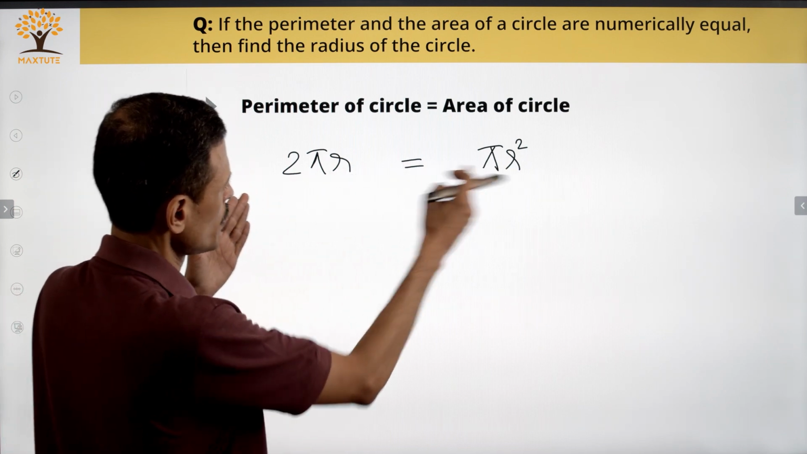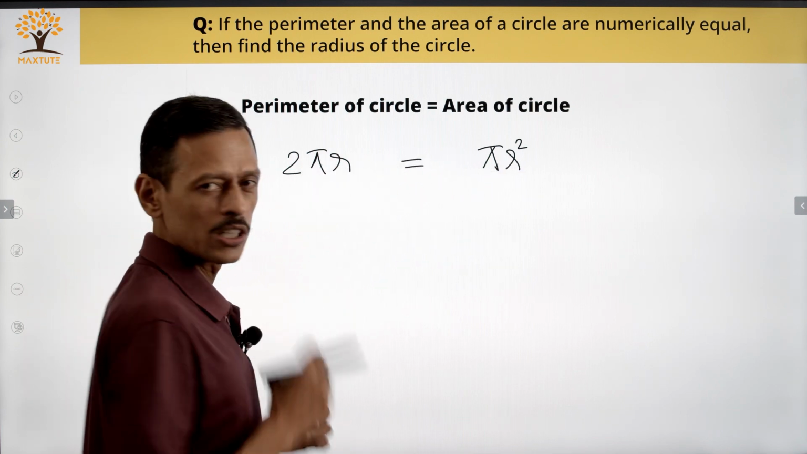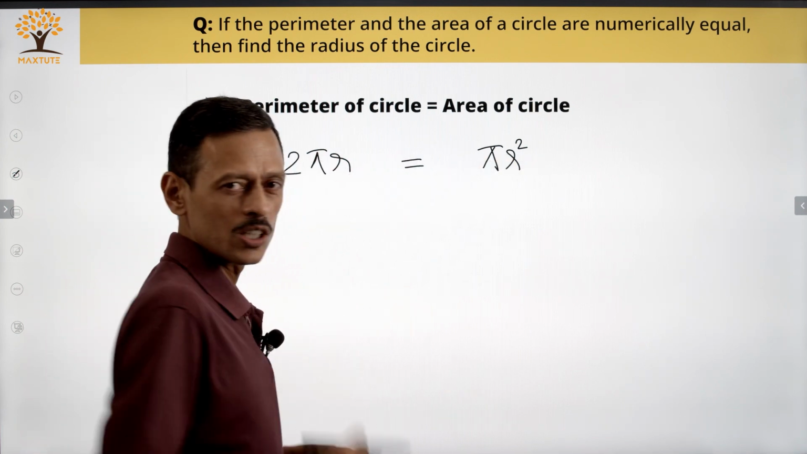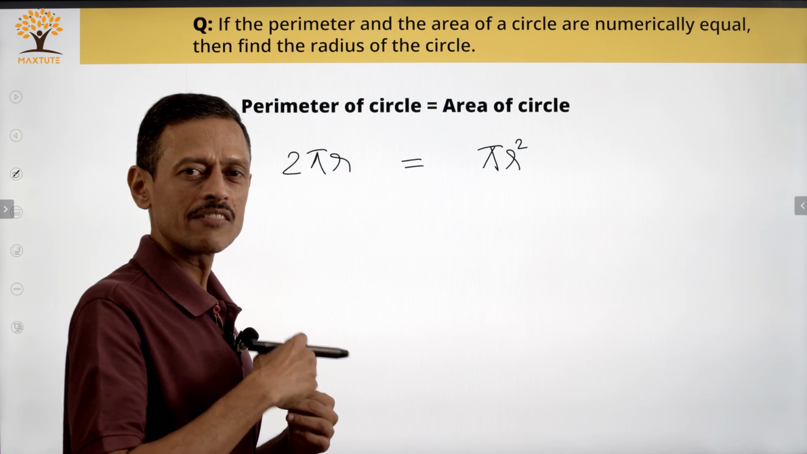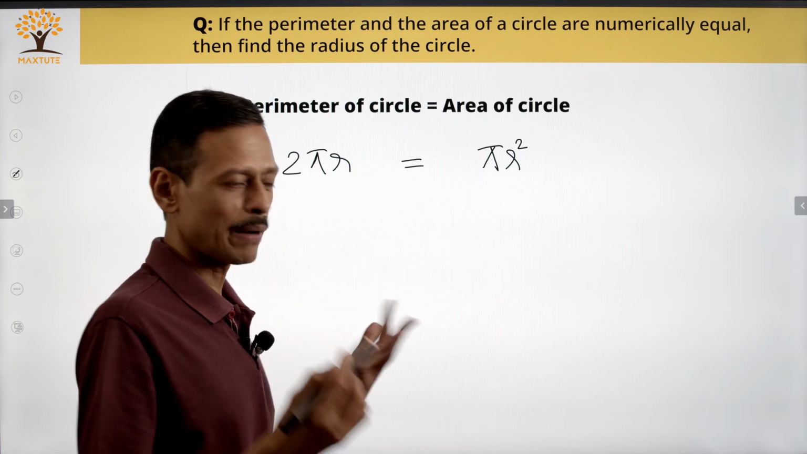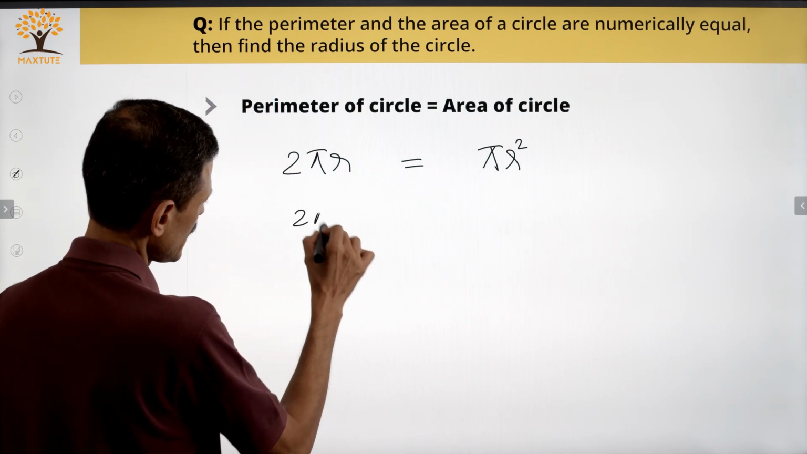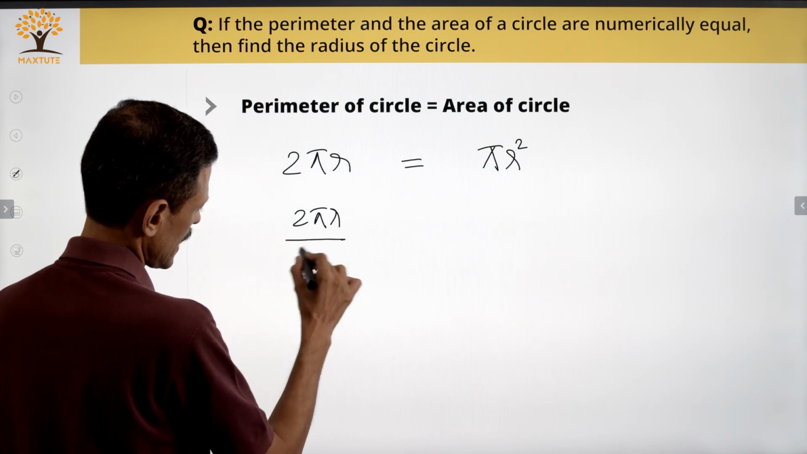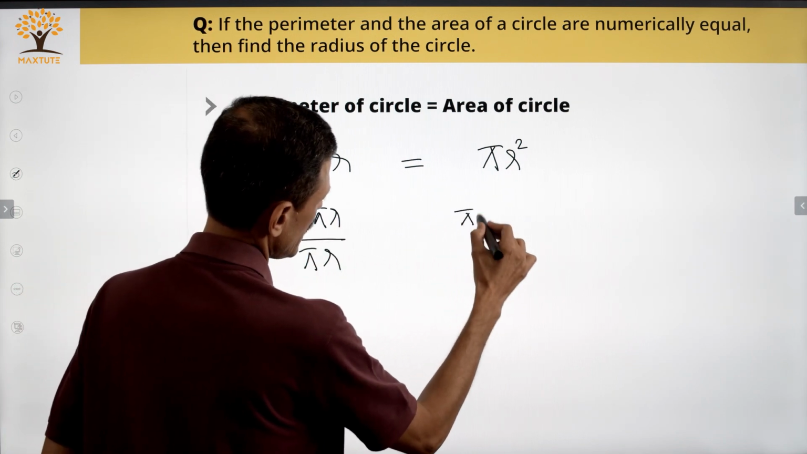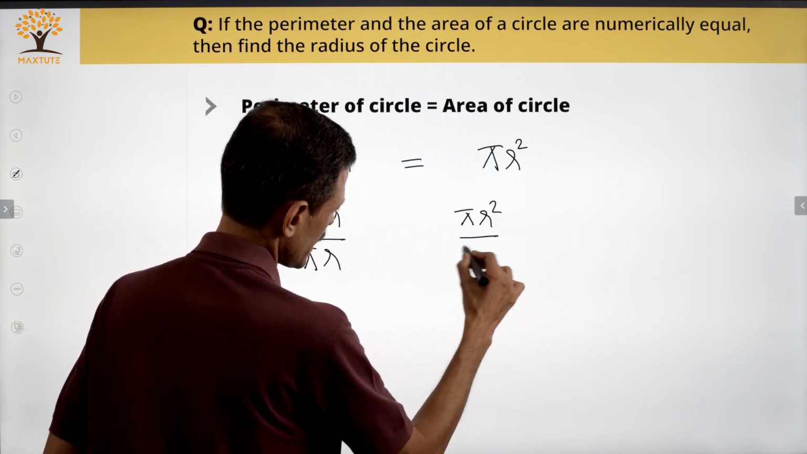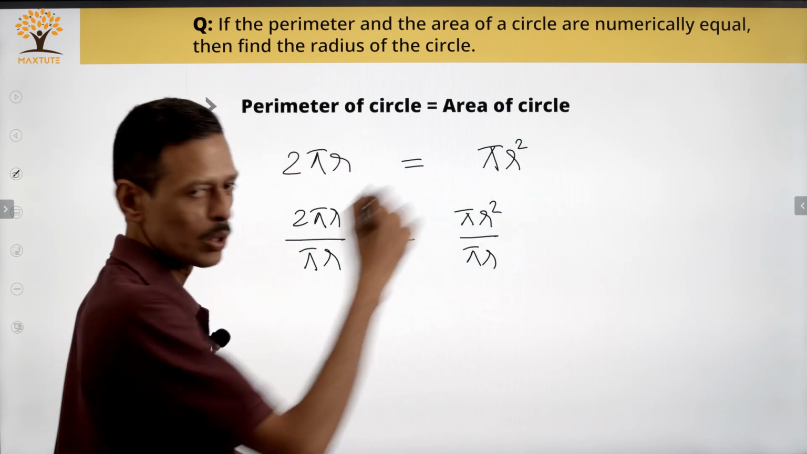Look at terms that are common to both sides. Pi is a term common to both sides. R is a term common to both sides. So, what we will do is, we will divide both sides of this equation by pi r. So, I divide 2 pi r by pi r and I am going to divide pi r square also by pi r. Numerically, we know both are equal.